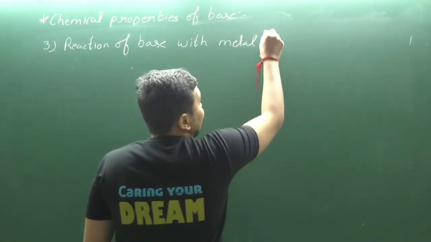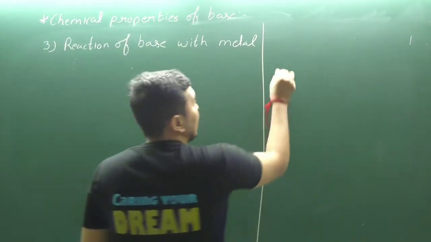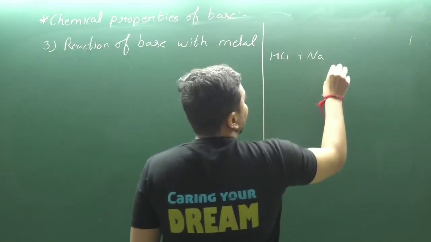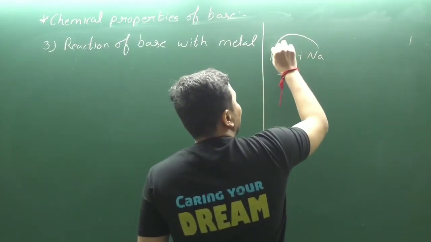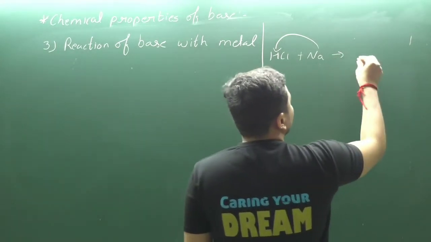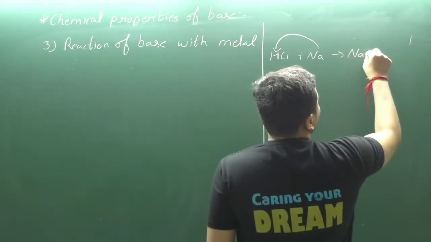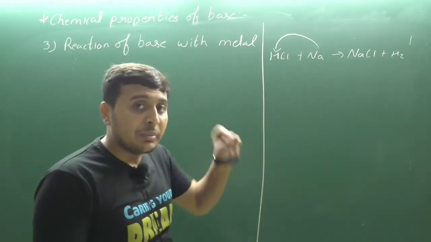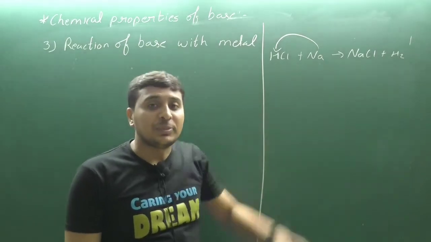So suppose HCl reacts with a metal, that is Na. What happens here? Metal displaces hydrogen. Why? Because metals are more reactive. So this is a displacement reaction. It forms NaCl and hydrogen gas, which burns with a pop sound. Remember, it burns with a pop sound.